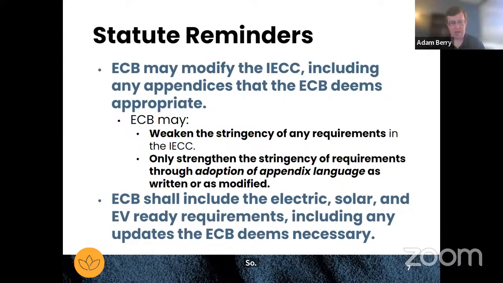As David and I have said consistently across the process, what that might look like for individual provisions might depend. If folks have a question of whether we are allowed to do something per state statute, we can address that on a case-by-case basis. But I want to remind everybody that strengthening is allowed through the appendices, but weakening is allowed under any circumstance. And the second one there is just a reminder that the electric, solar, and EV ready requirements will be part of this code, and we're going to have discussions later on about updates to those.